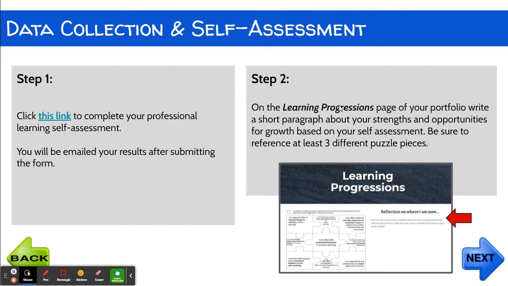Then in your portfolio, in the copy that you make for yourself, you are going to look at the learning progression page, and there's this visual that looks like a giant 9-piece puzzle. You're going to think about 3 of those puzzle pieces that you want to dive into this summer. We really want you to put a short paragraph, just describing your strengths and then opportunities for growth based on that self-assessment right onto your portfolio. That's something we're going to all reference quite a bit over the summer.